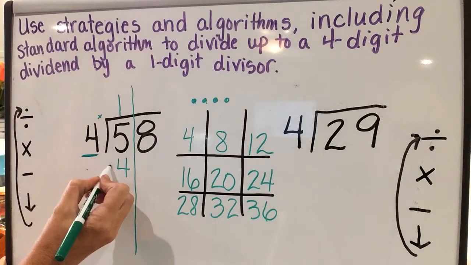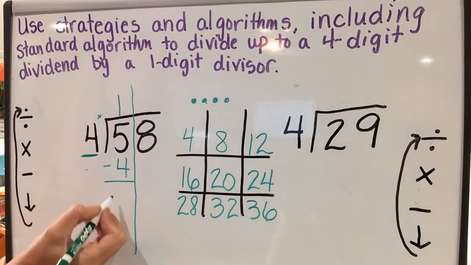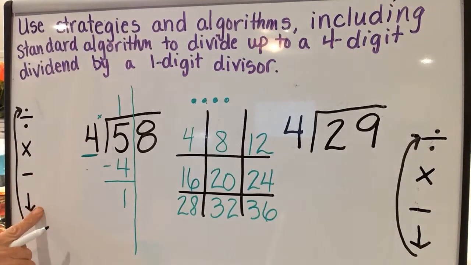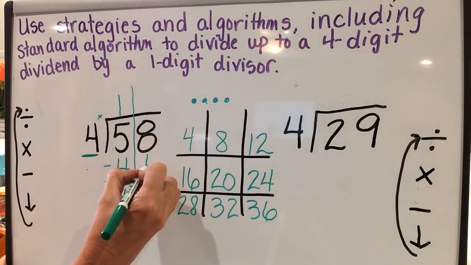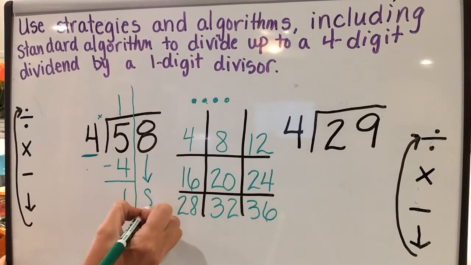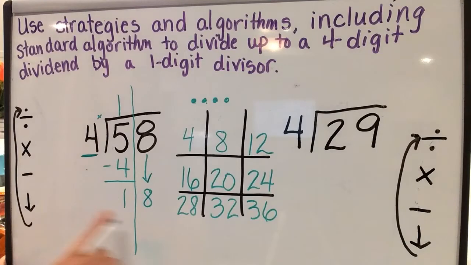So now we're ready to subtract. So now we have 5 minus 4 is 1. Bring it on down. So remember that 8, we haven't even looked at that 8 yet. We're ready to bring that 8 down to sit beside this 1 digit. And now we're going to have 18 as our new number.